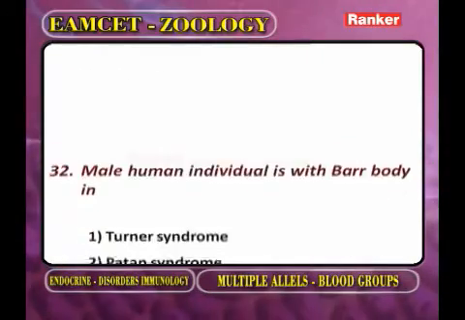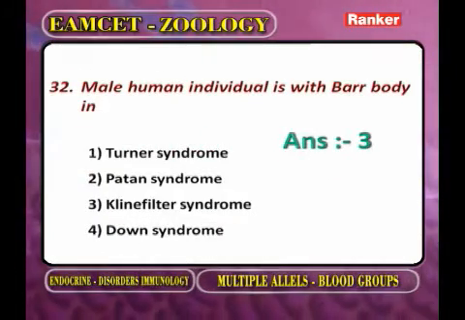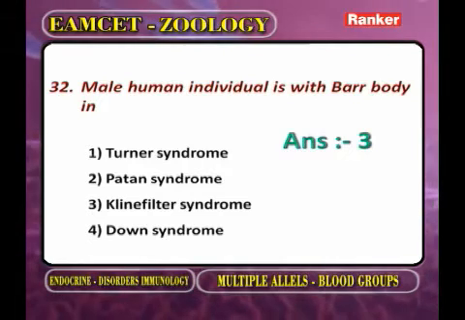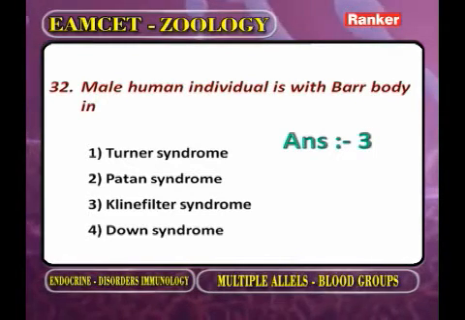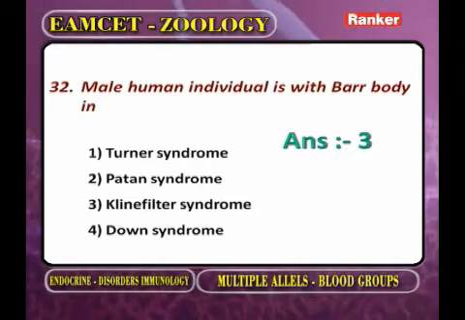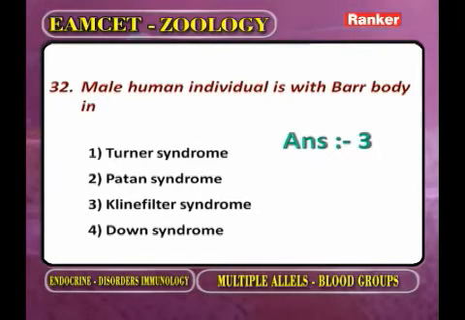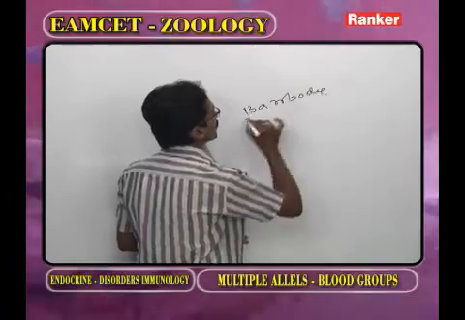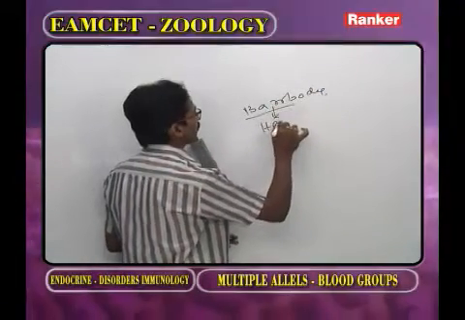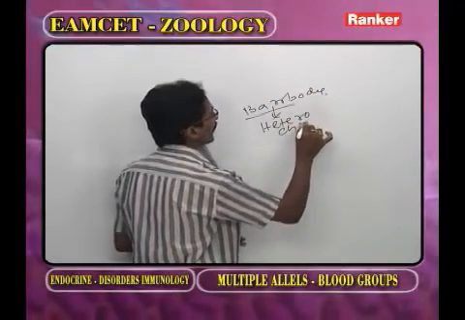The next one. Male human individual is with bar body. In all male human beings, there is no bar body. What is meant by bar body? It is heterochromatin.